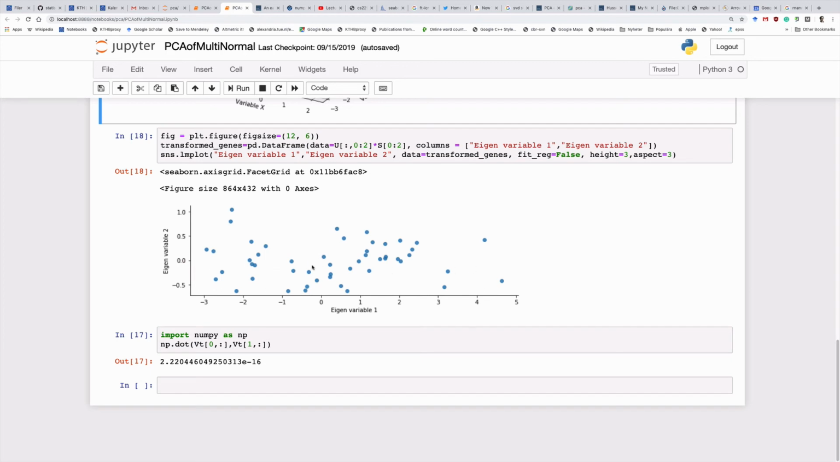It's no surprise to see that the data varies more along the x-axis, eigenvariable 1, than eigenvariable 2. And remember, that's what we saw in the original data as well. If we plot eigenvariable number 3, it will look pretty similar to this one. It's worth noting that the dot product between the two principal components is 0, or very close to 0. That's just a consequence of them being orthogonal.